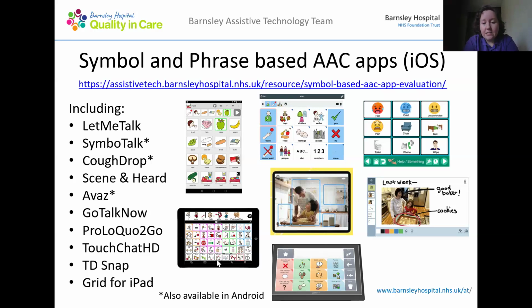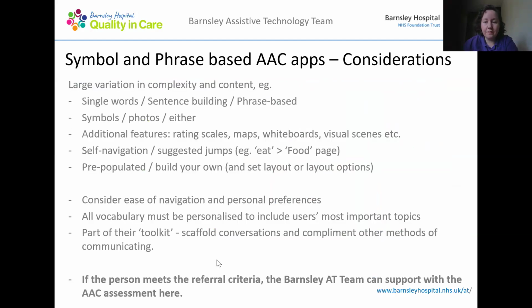And then Seen and Heard is the one right in the middle. That's more like a visual scene based app, and that can be helpful for some people for whom going in categories is more difficult, and whereas a scene overall would be more helpful for them. So we'll just go through some of these in a moment. I'll demonstrate a few. So some considerations for symbol and phrase-based AAC apps.